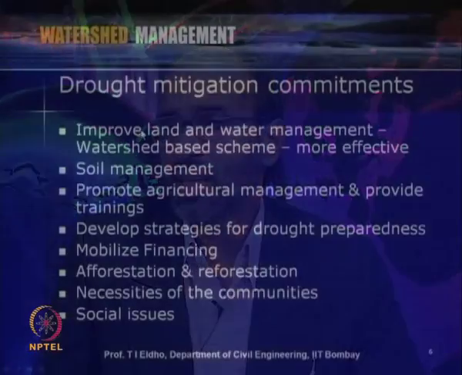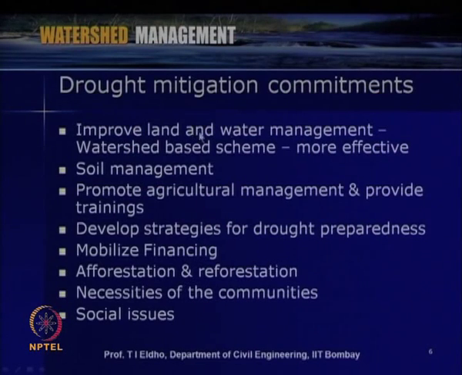we have to make to improve the system, so we have to reduce the severity of the drought. In this slide some of the important points are mentioned, like improve land and water management. As far as drought is concerned, it is mainly lack of available water. So the water availability is reduced, or there is no available water, and then the land is affected. So we have to improve the land and water management. That is one of the most important aspects.